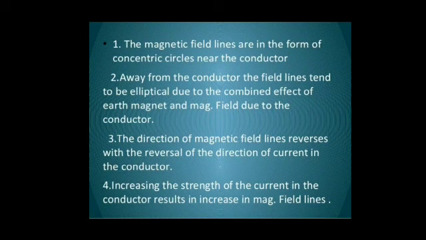So the magnetic field lines are in the form of concentric circles near the conductor. Away from the conductor, the field lines tend to be elliptical due to the combined effect of the earth's magnetic field and the magnetic field due to the conductor. The direction of the magnetic field lines reverses with the reversal of the direction of current in the conductor.